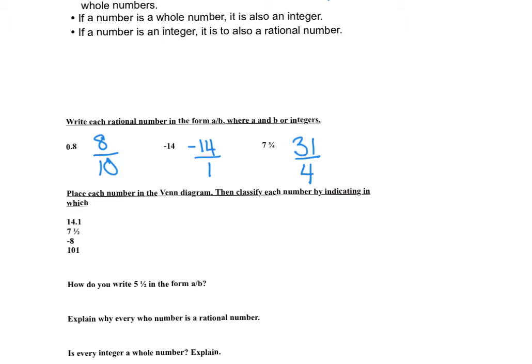How'd you get 31 though? 7 times 4 is 28, plus 3 is 31. You guys went from mixed numbers to improper fractions, right? You've done that before? Okay, so it's just a review.